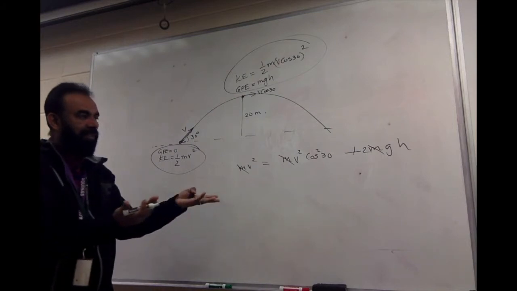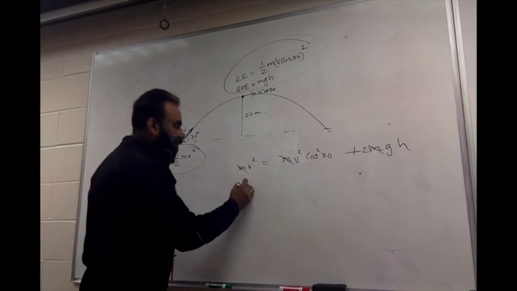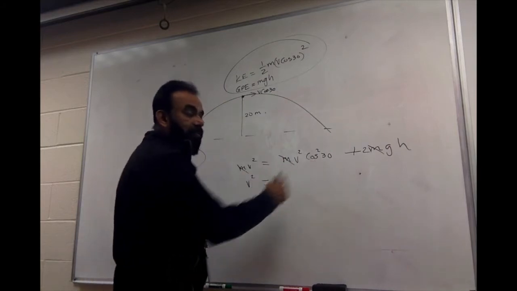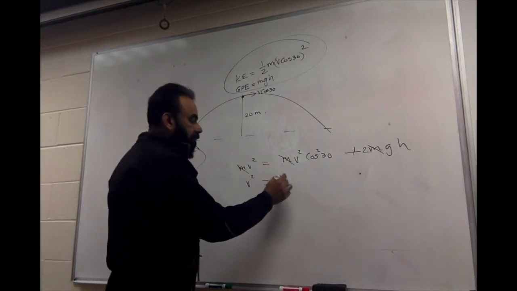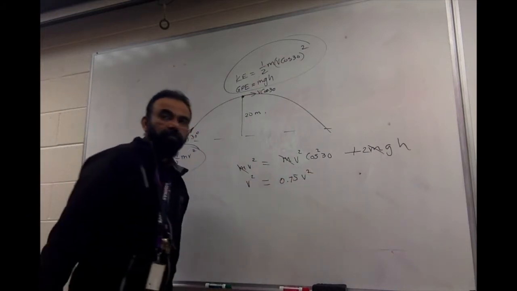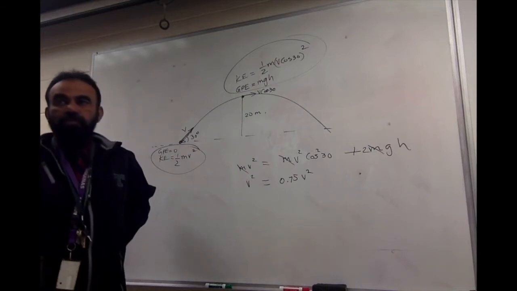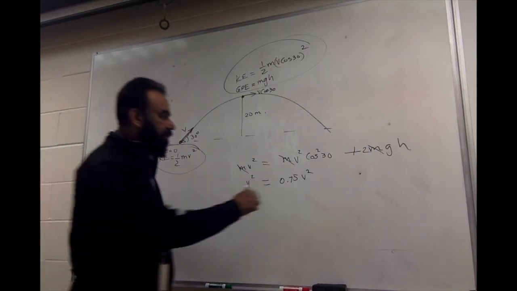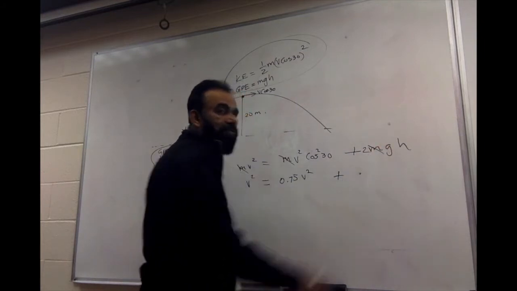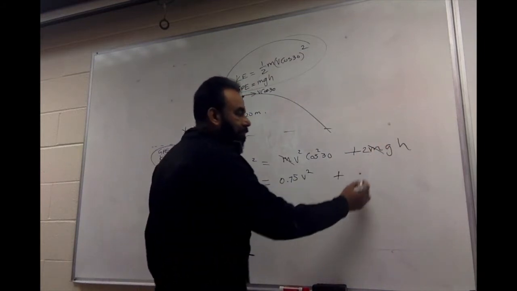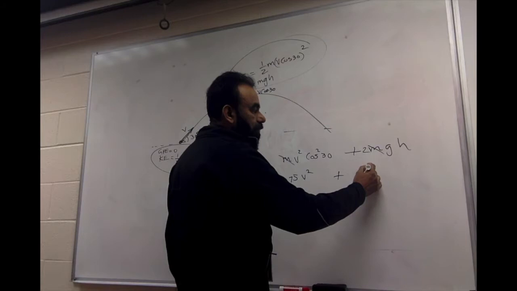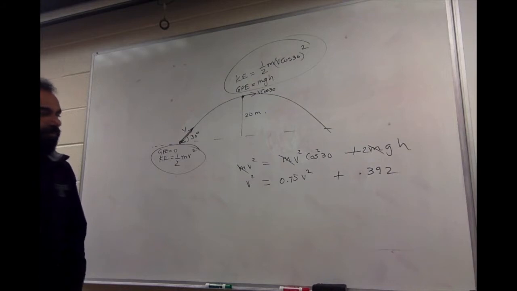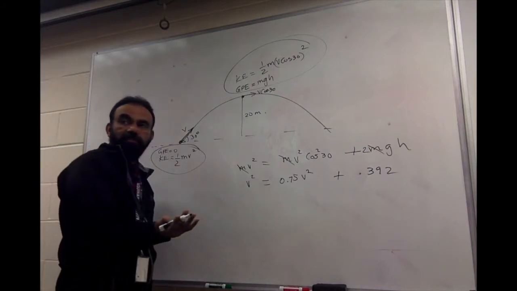Now you're left with only some things. Let me keep this as v squared because I don't know that. What is cosine 30 squared? Cosine 30 is radical 3 over 2, squared, which is 0.75 v squared, plus 2 times 9.8 times 20. How much is that? 2 times 9.81 times 20. It's 392. Okay? Solve this equation.